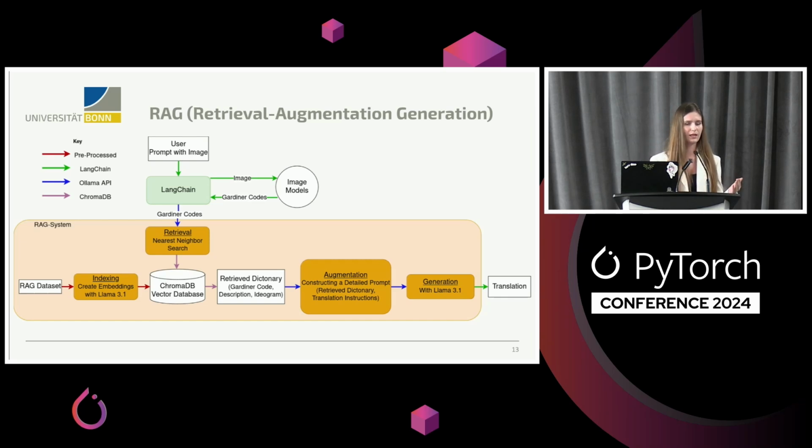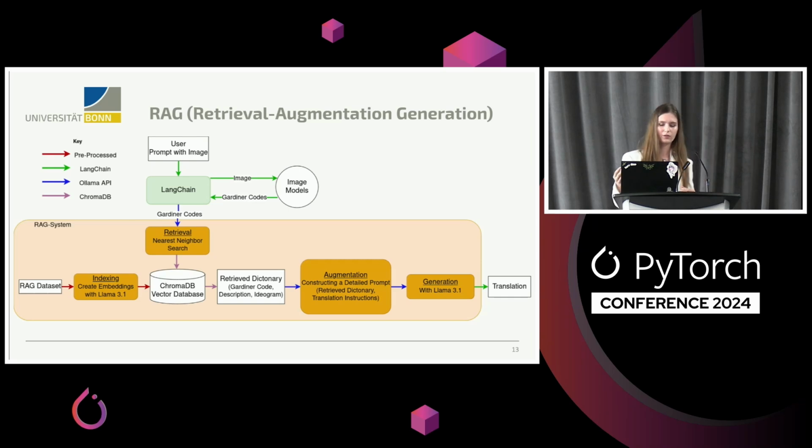My RAG can be cut down into 4 key parts. First, the indexing, the retrieval, augmentation, and generation. For the indexing, I created embeddings of the RAG dataset with Llama 3.1. These I saved in a local Chroma DB vector database. Once I have the database, I can use it.